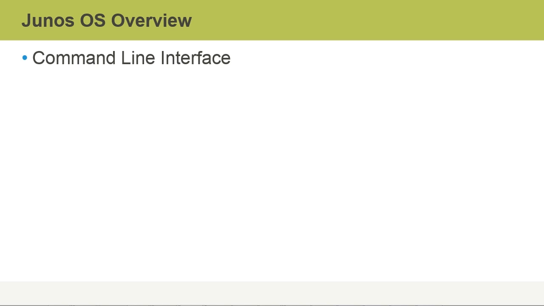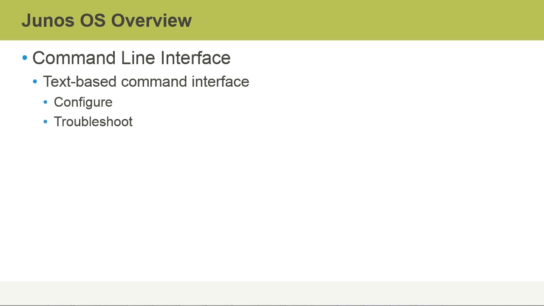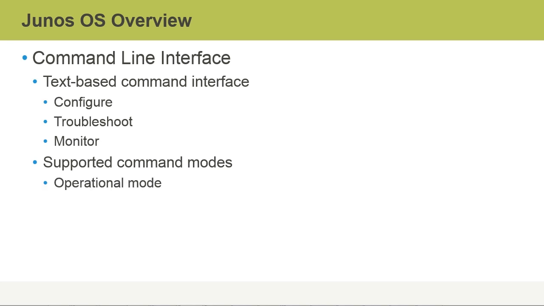Junos provides a command line interface, or CLI, to communicate with and manage the device. This is a text-based command line interface like the bash prompt or command prompt in Windows, and it gives you all the tools required to configure, troubleshoot, and monitor the device. There are two supported command modes to the CLI. In operational mode, you enter commands to control or manage the CLI environment, troubleshoot or monitor network connectivity, with familiar commands like ping and traceroute, for example. And it's also in this mode that you initiate the configuration mode.